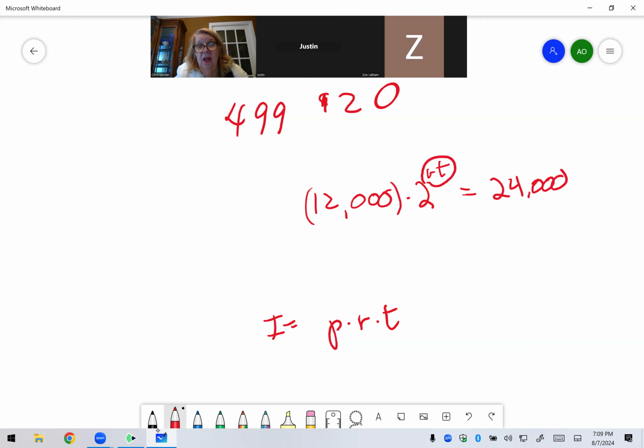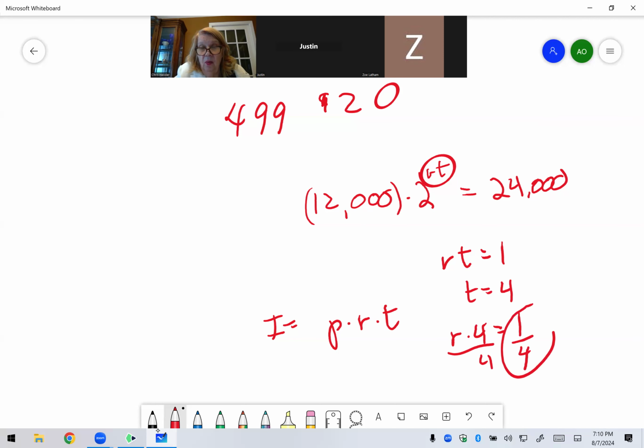So our RT has to equal 1. Well, we know the time is 4 hours. So we put R times 4 equals 1. And so, dividing by 4, the rate is going to be 1 over 4.